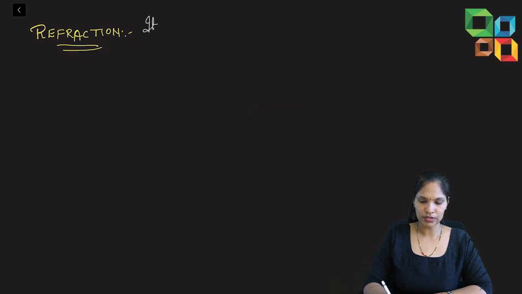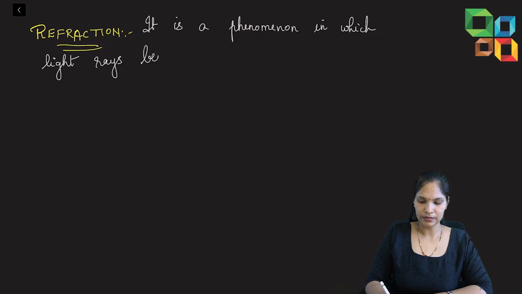It's a phenomenon in which light rays bend when the medium changes.